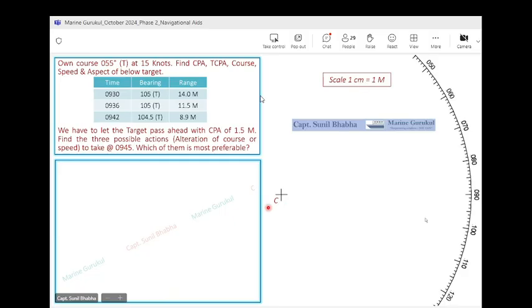Let us now show the center of the plotting sheet as C, Charlie. Let us now show the own ship course and speed. Own ship course is 055, so you can see the green color arrow marked at the circumference at 055. The speed is given as 15 knots. Speed is also marked.